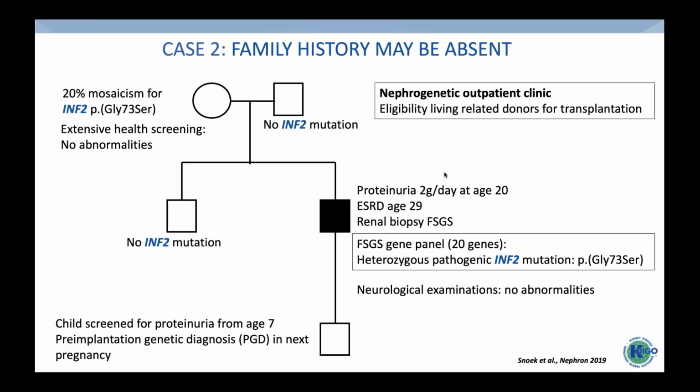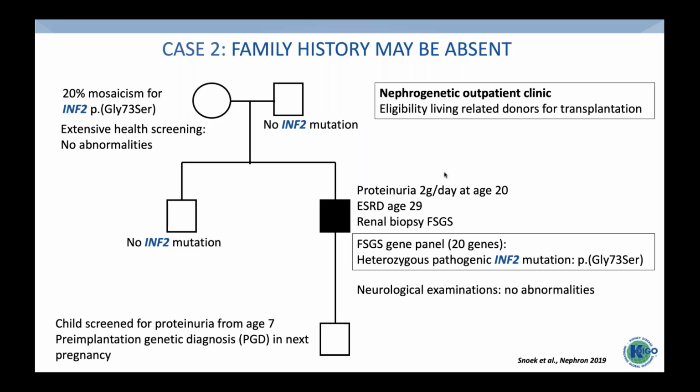And of course, in this mother, we performed extensive health screening, and she didn't have any abnormalities in her kidney. And also, she didn't have any neurological abnormalities. And why did we think of neurological abnormalities? Because the INF2 mutation may give a syndrome that combines focal segmental glomerulosclerosis with a neuropathy called Charcot-Marie-Tooth disease.